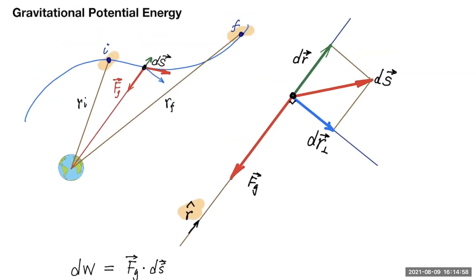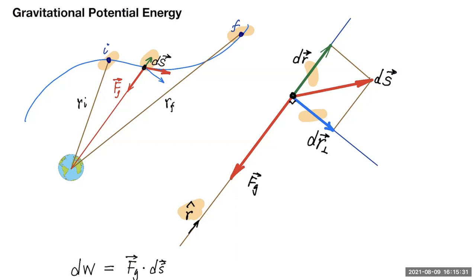And ds breaks down into two components. This green component is along the line connecting this object and the center of the Earth. And then you have a blue component that is perpendicular to the green component. Here's the blue component. Now, when it comes to the work done, it is only one of these two components that you have to consider.